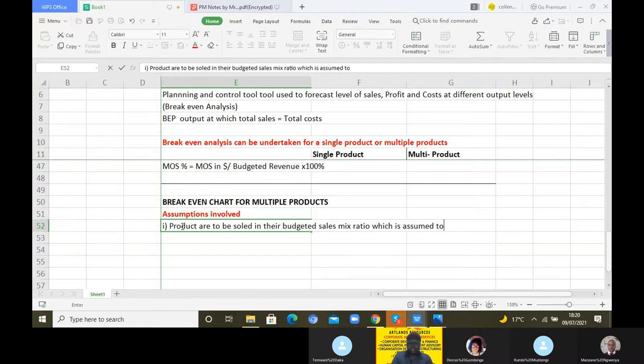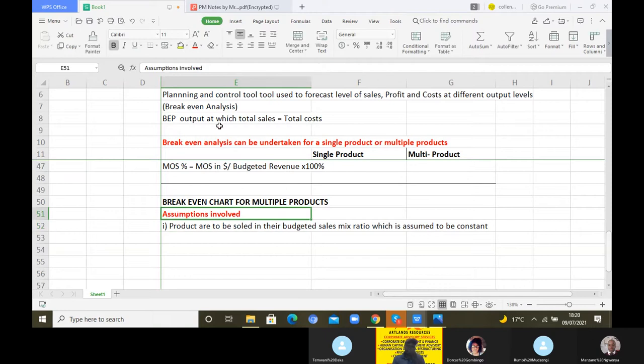Assumed to be constant. It's actually the single most important assumption when you're calculating a multi-product break-even chart.